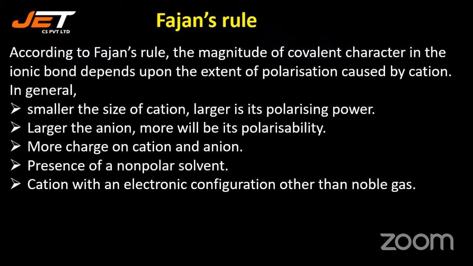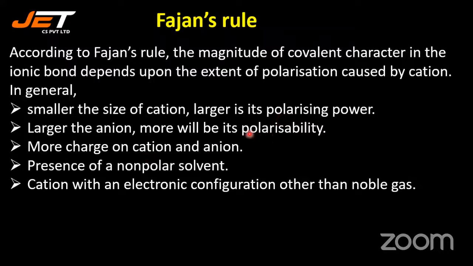So, how much covalent character is introduced by the ionic bond? This will depend on different characteristics, and these are the different characteristics. Cation size should be smaller. The smaller the size of the cation, the more its polarizing ability. Polarizing ability means its ability to attract the electron cloud of the anion towards itself.